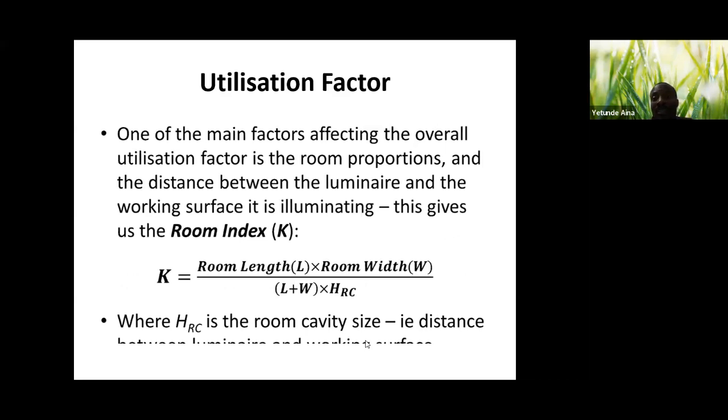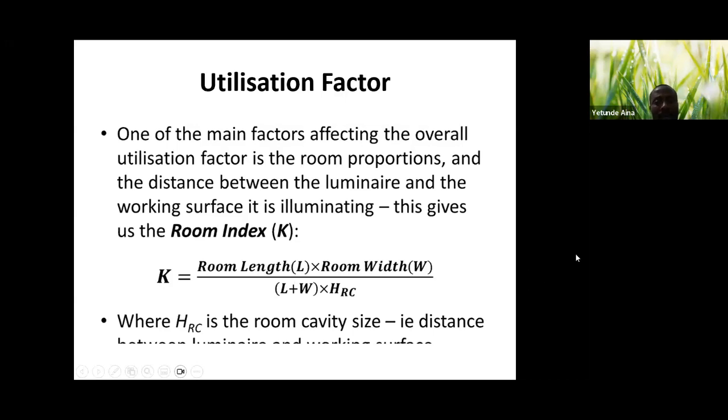One of the main factors affecting the overall utilization factor is what we call the room proportion, and the distance between the luminaire and the working surface it is illuminating, and this is given by what is called the room index. The room index is symbolized with K, which equals room length times room width, divided by (L plus W) times HRC. Remember, this HRC is the room cavity size.